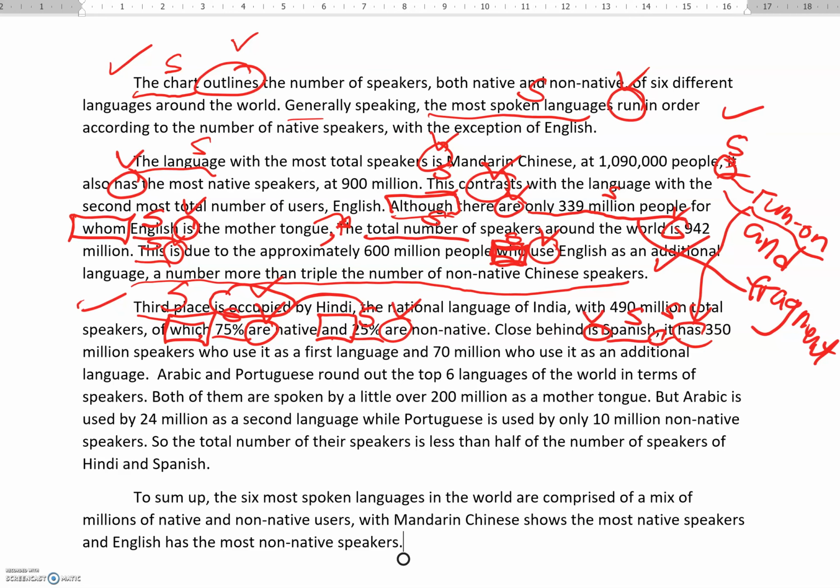Now, here, if we go further, we have a verb, and then we have who, which is both a subject and a conjunction, okay? And then we have another kind of subject and verb combination, and then the conjunction and, okay? But here, there's nothing to join these two subjects and verbs. So that's a mistake, and as I mentioned before, you can fix it by putting a full stop, though that makes a very short sentence, doesn't it? Close behind is Spanish, full stop.